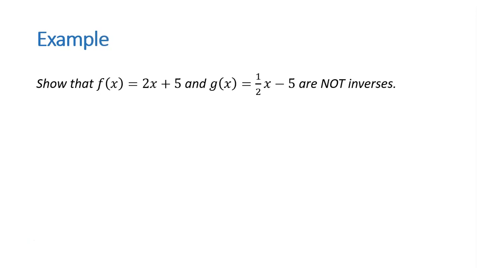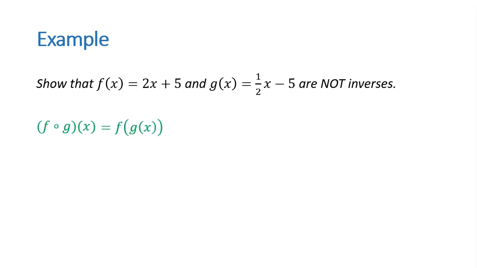Let's try another one. Let's show that f of x equals 2x plus 5 and g of x equals 1/2 x minus 5 are not inverses. We're following the same criteria for checking, but we want to show using that criteria that these two functions are not inverses. So let's check f compose g of x.